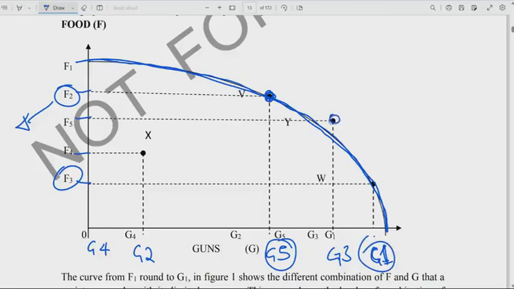But this point is unattainable because it's outside the possibility curve. It means that it is using more than the available resources. So this point is unattainable unless the resources are increased. At that level of resources they have, this point is unattainable. And at this point right here, it means that they are underutilizing the available resources.